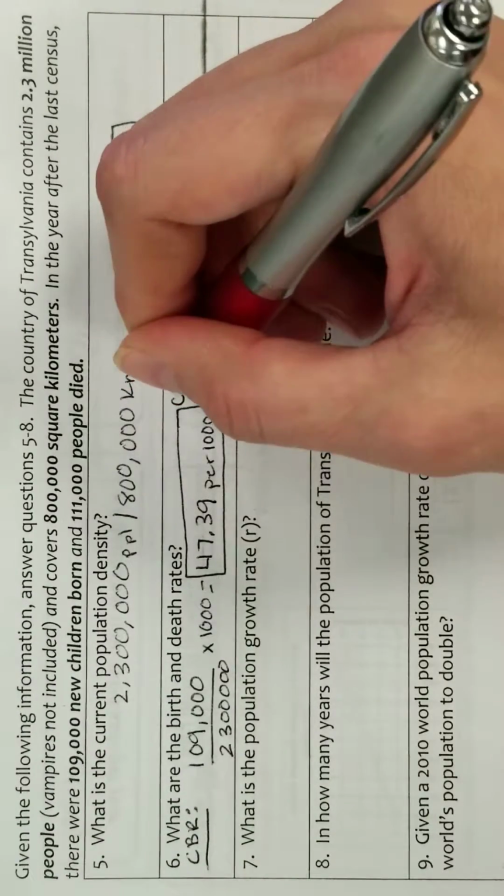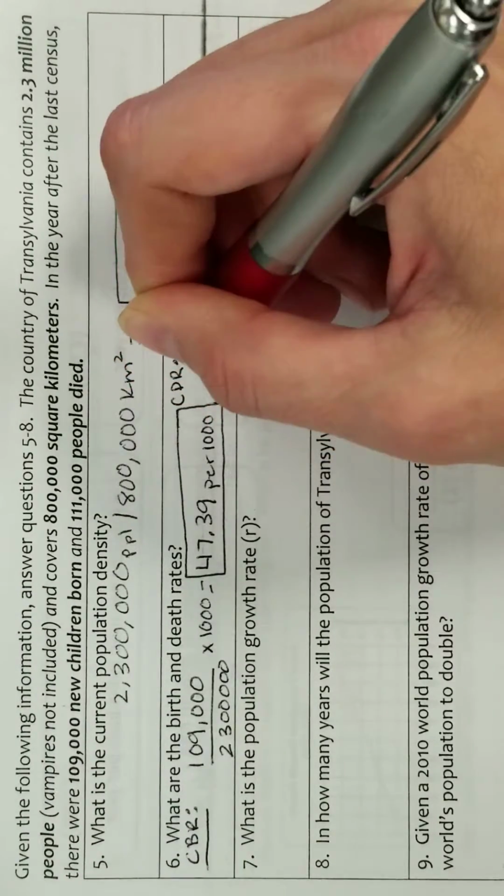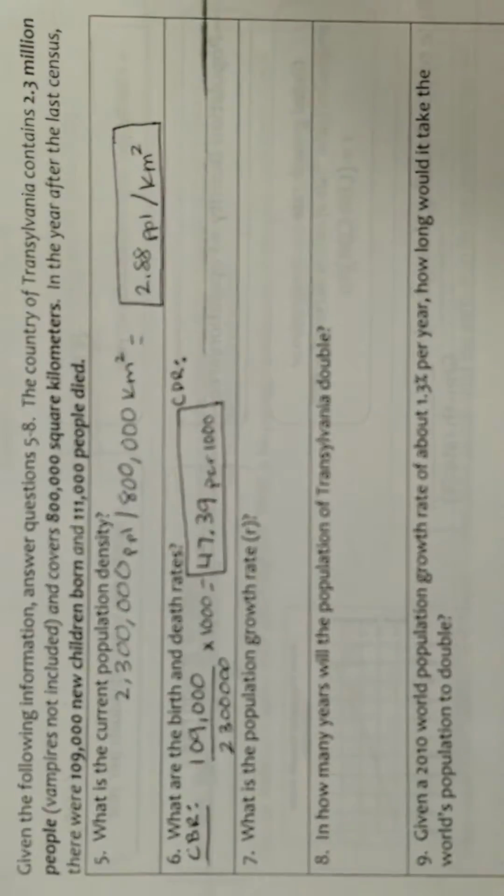All right, so for our crude death rate, we're going to take our current deaths, which is 111,000, divide that by the total population of 2.3 million, multiplied by 1,000, giving us a death rate of 48.26 deaths per 1,000.